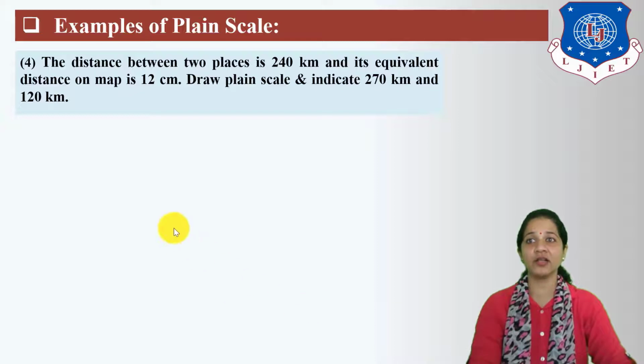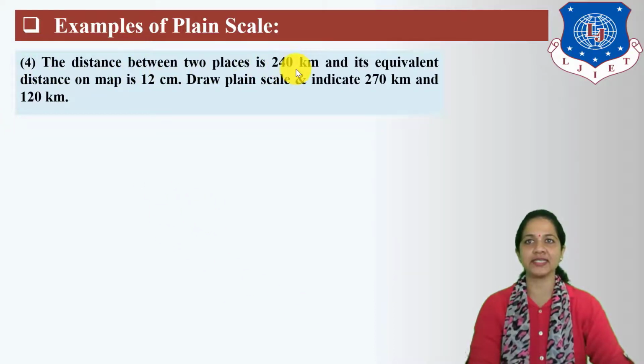Next let us solve fourth example. The distance between two places is 240 km and its equivalent distance on map is 12 cm. Draw plane scale and indicate 270 km and 120 km. Here the scale is only for one measuring unit which is kilometer.